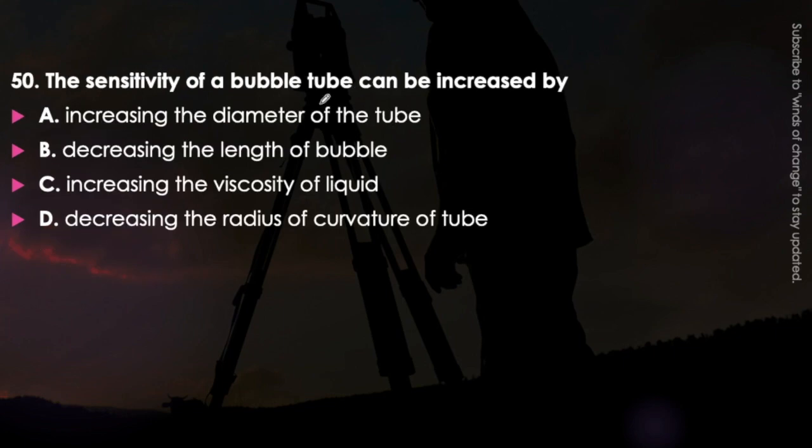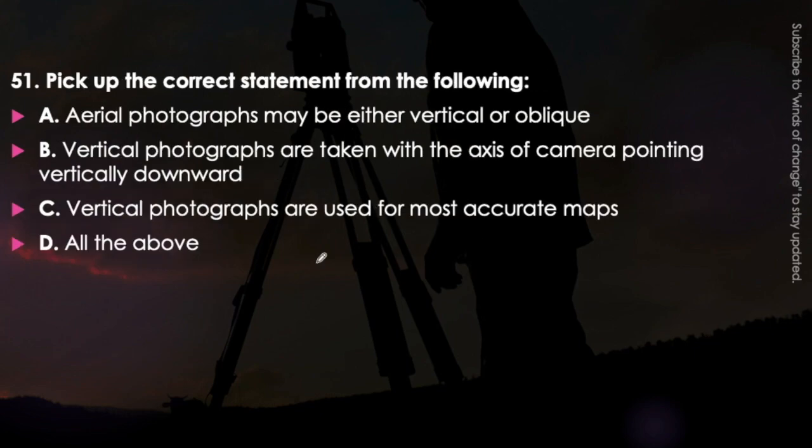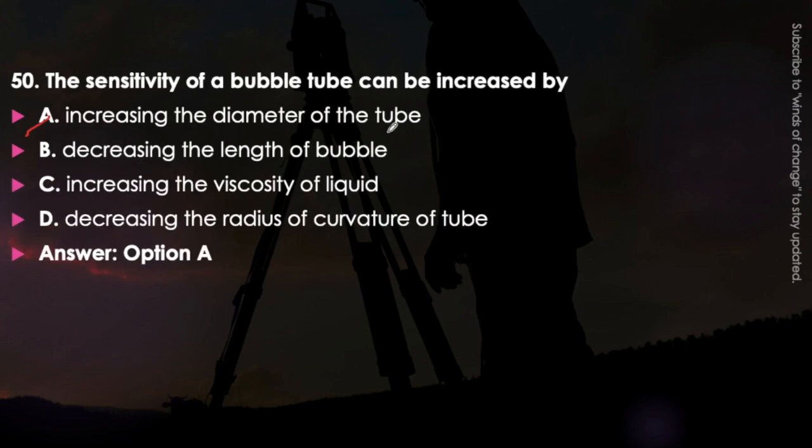Okay, memorize it. In the fourth quadrant it will lie. Next question. The sensitivity of a bubble tube can be increased by increasing the diameter of the tube, decreasing the length of the bubble, increasing the viscosity of liquid, or decreasing the radius of curvature of the tube. Just think about it. How can we increase the sensitivity of a bubble tube? The answer will be option A, that is with increase in the diameter of the tube. Okay, this is an easy question. If we increase the diameter of the tube, then the sensitivity can be increased.